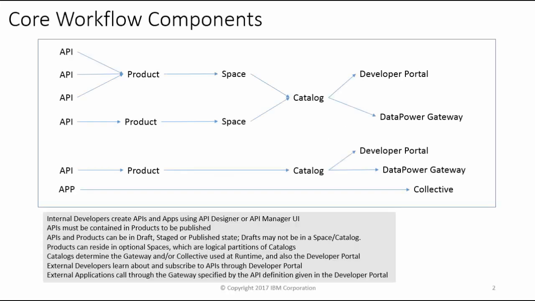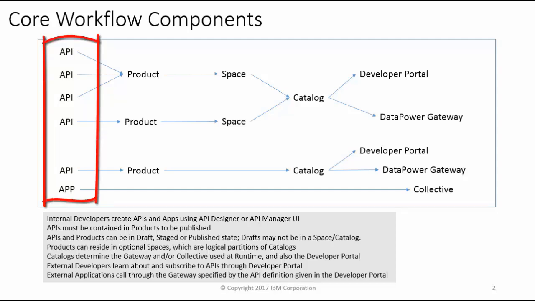An API Connect workflow consists of some core components, which we will review before getting into greater detail. As you can see here, the core workflow components consist of API and app drafts, product drafts, spaces, catalogs, the developer portal, the data power gateway, and a collective. We will now walk through each of these and show you how they work together to create a workflow.